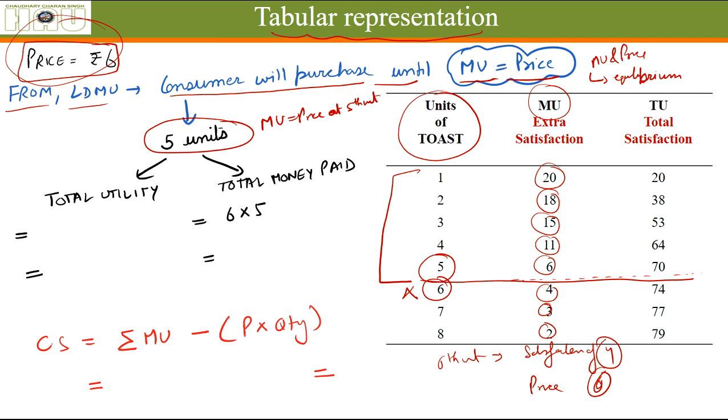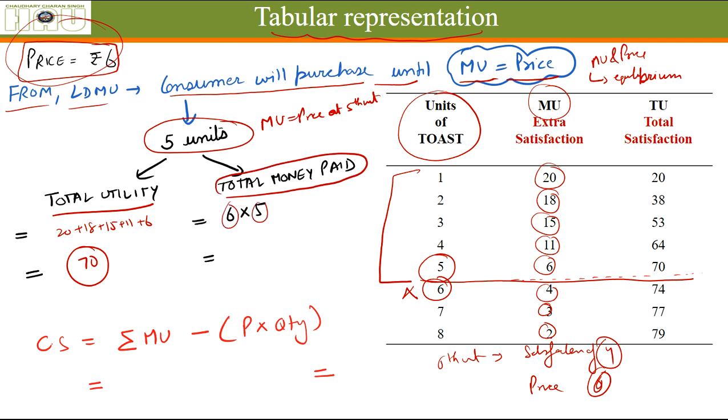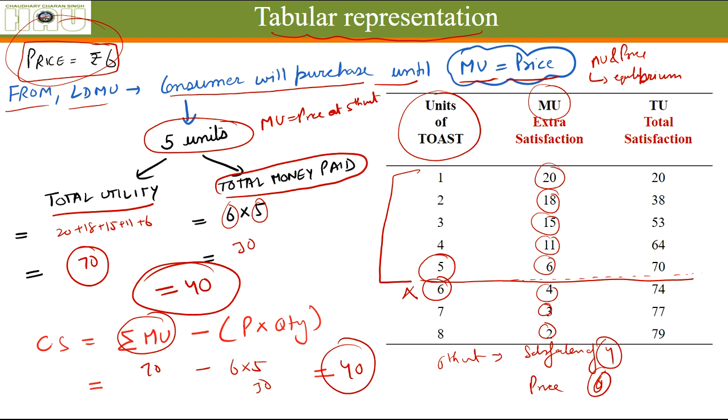So the total satisfaction, the total utility he derives from those 5 units, is equal to 20 plus 18 plus 15 plus 11 plus 6, and that is equal to 70. Total money he has paid for those 5 units is price into quantity. Total expenditure is 30. So his consumer surplus will be equal to 40. The other way we can also write it is as the summation of marginal utilities, which is the same, 70, minus price into quantity, 6 into 5, which is 30. 70 minus 30 is again 40. So the consumer surplus according to this tabular example comes out to be 40.